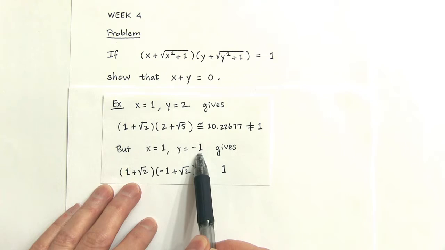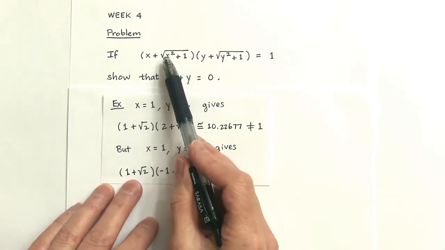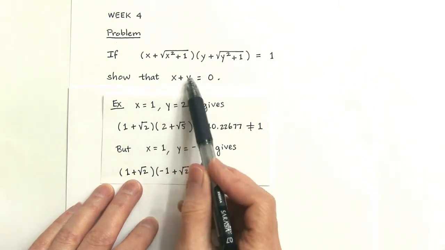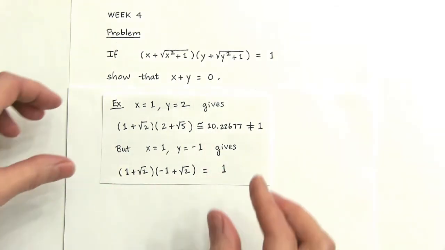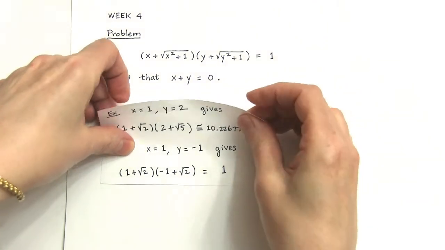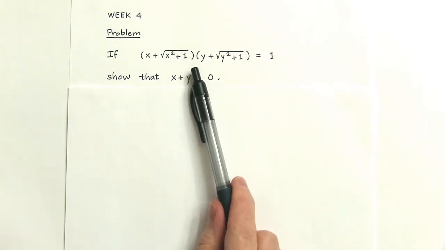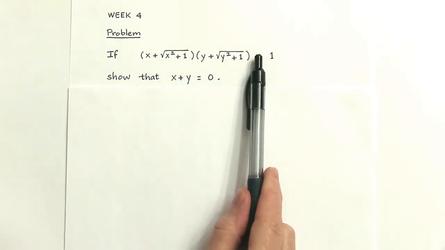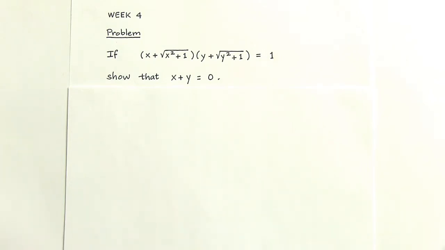And what we're being asked to prove is that this is not a coincidence, but that whenever this product is equal to 1, then x plus y will indeed be equal to 0. In this video, I'm going to show two methods for solving this problem. One method involves the manipulation of radicals and powers. The alternative method is more of an abstract algebra approach.